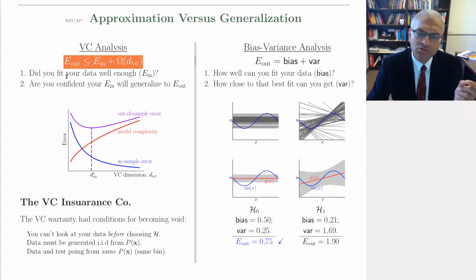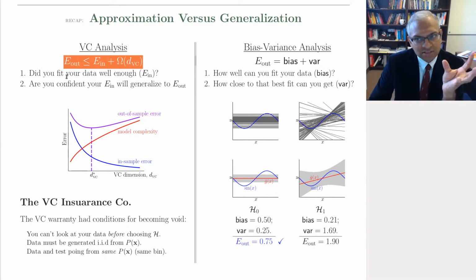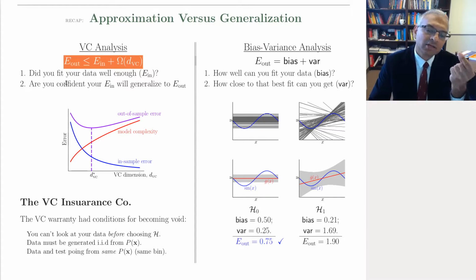And in this formula is embedded the approximation generalization trade-off, which is, E in is how well did you fit your data, and you'd like a large hypothesis set, a large VC dimension, in order to ensure fitting the data well. But then how confident are you that E in will generalize to E out? You'd like a small hypothesis set, a small VC dimension.